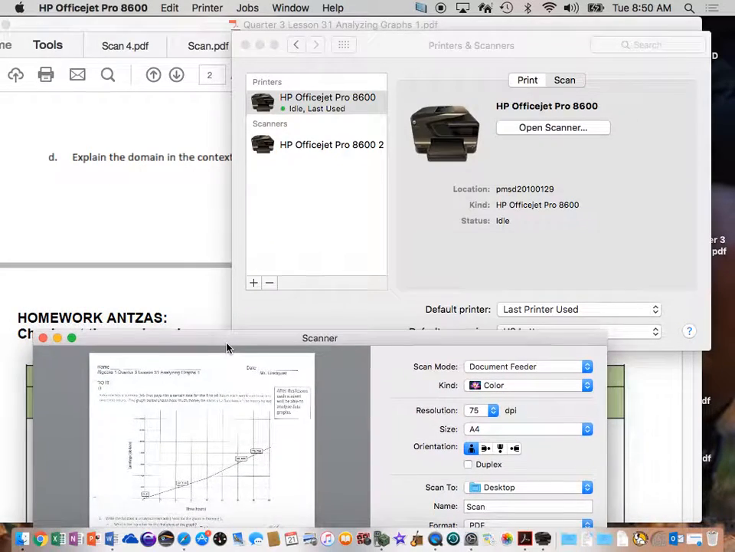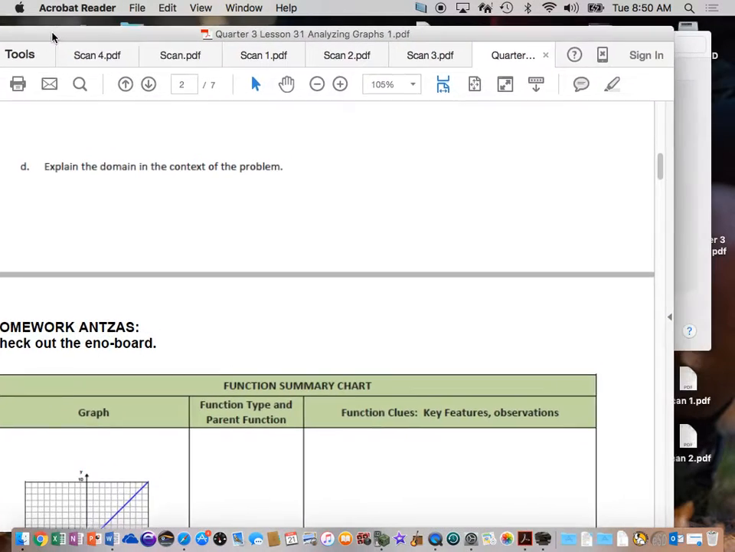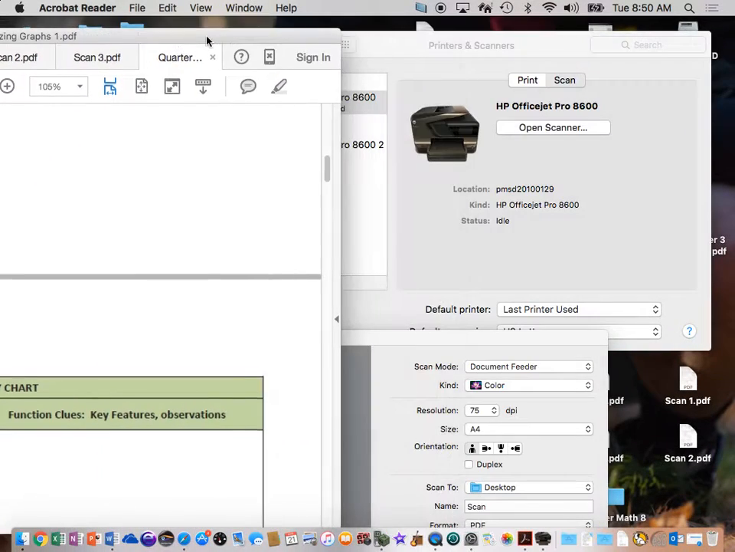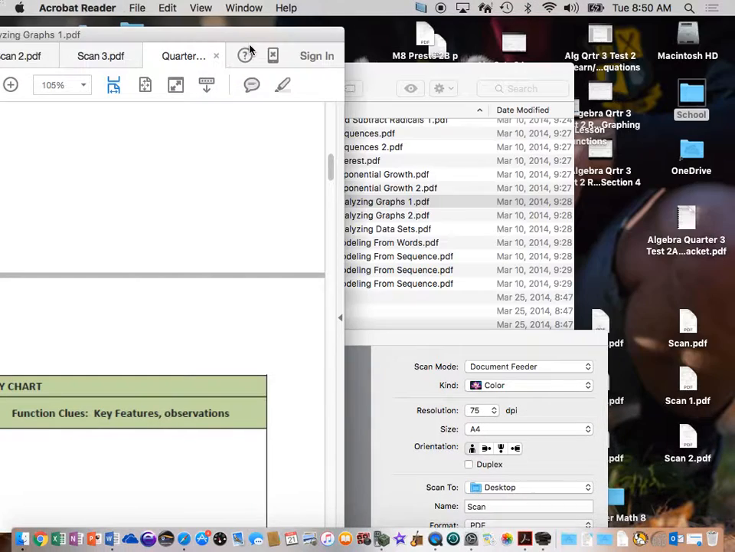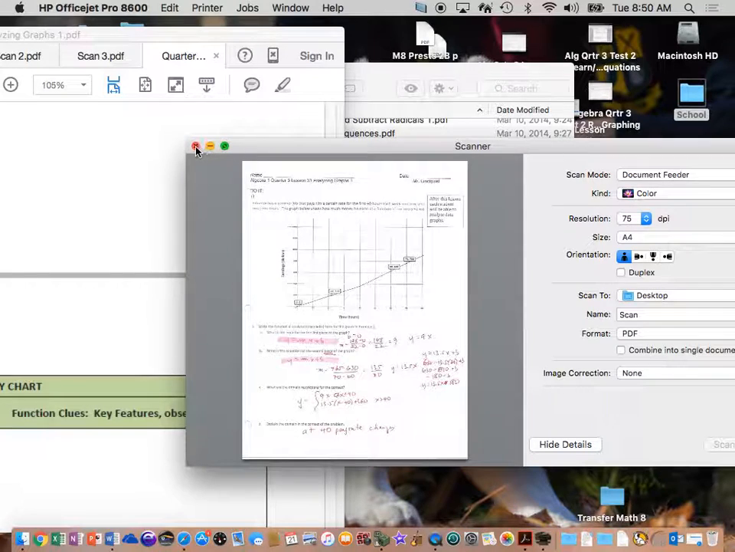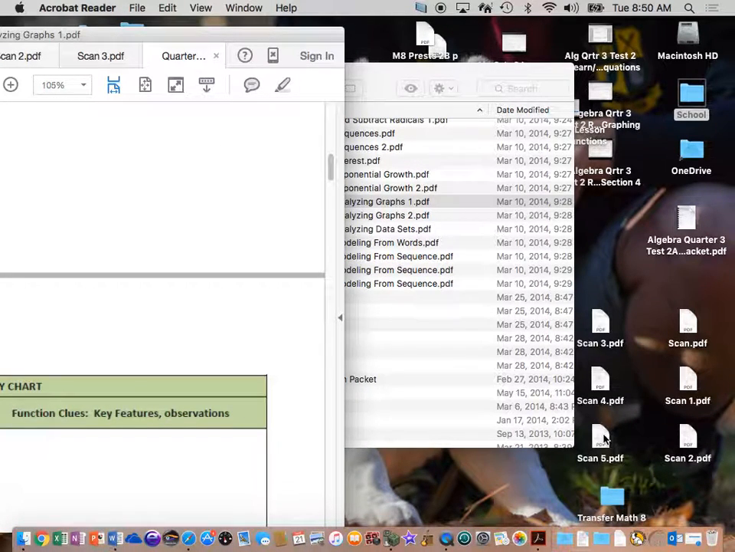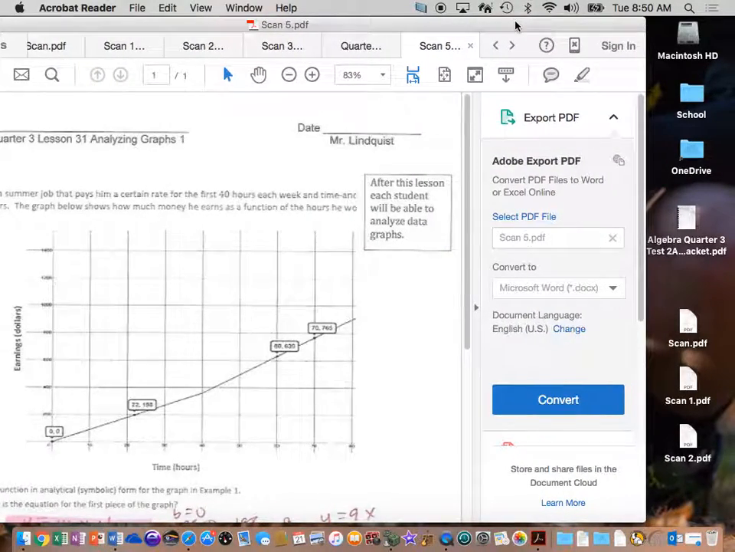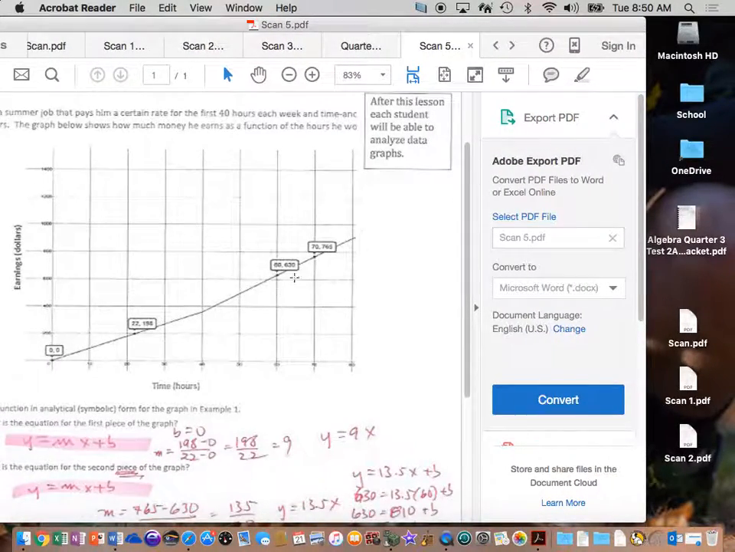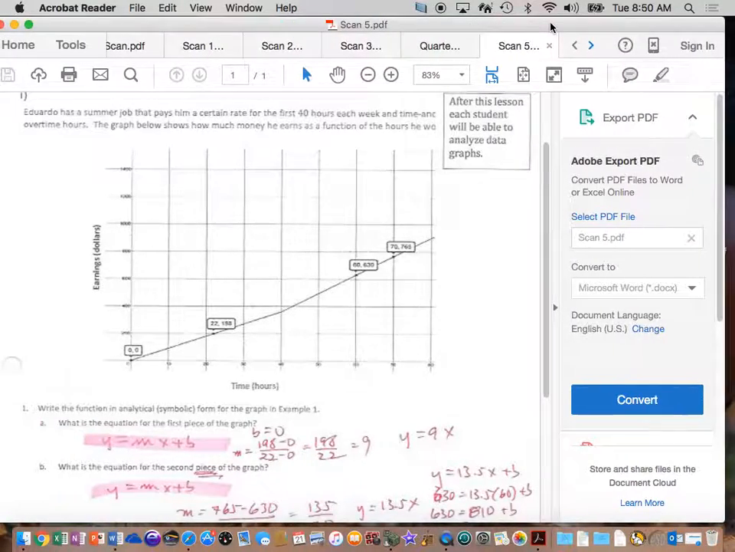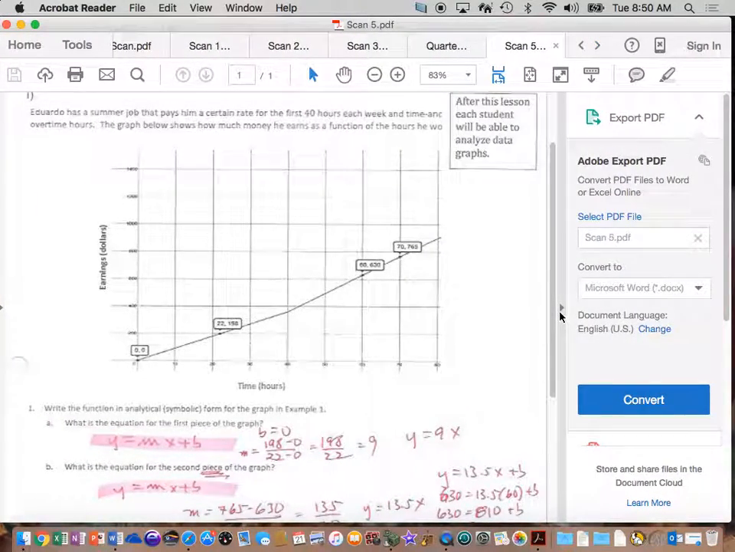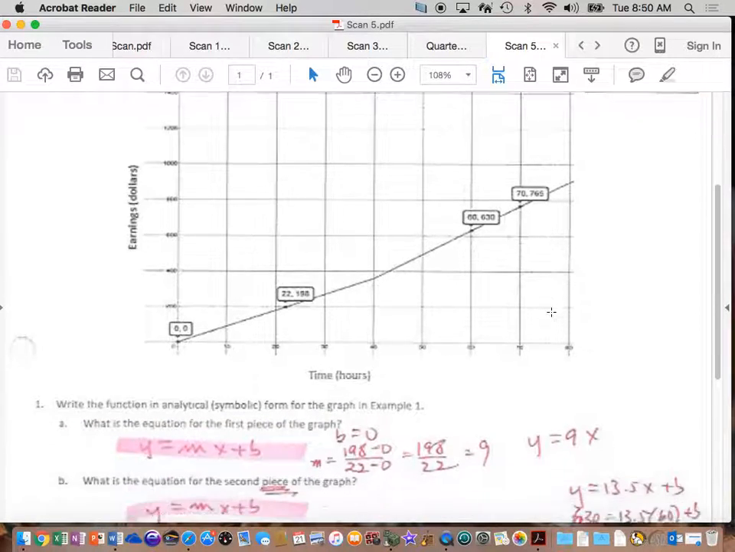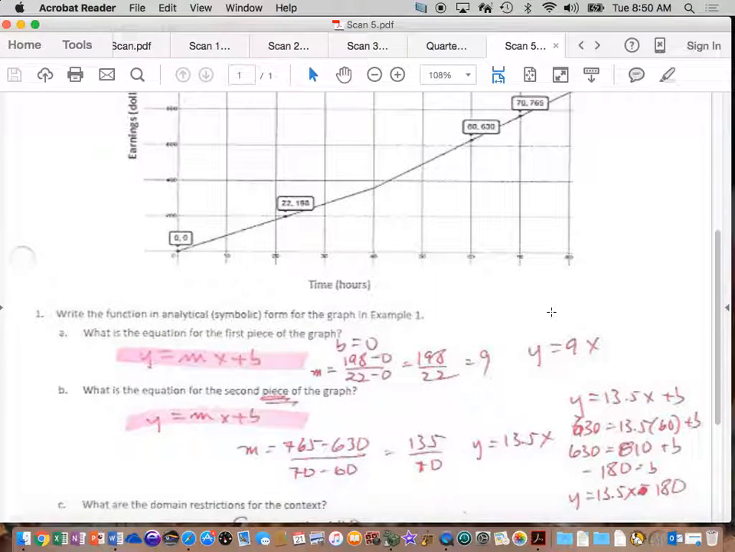All right, this is looking much better now. Ready? Oh, here we go. All right, excellent. Very good. I don't know why this didn't pop up right the first time, but it didn't. Okay, so here's the graphs, and then it says write an equation for the first piece of graph and an equation for the second piece of graph.